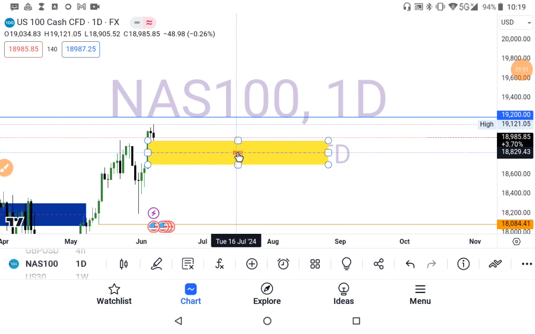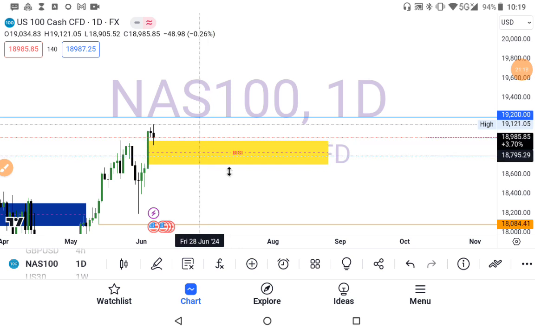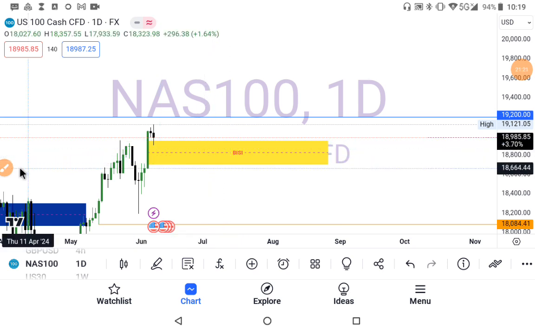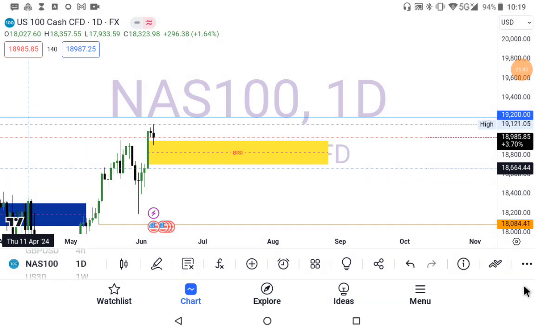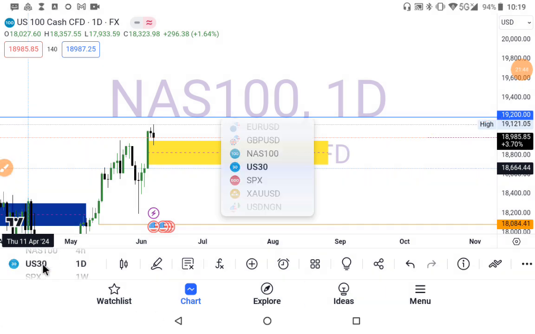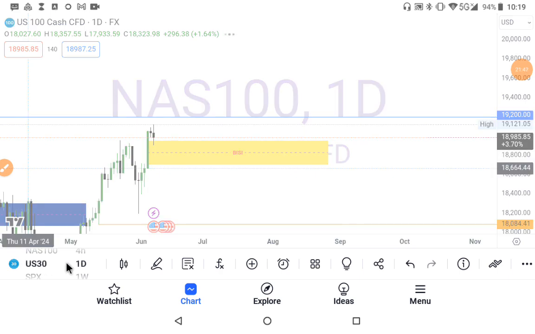The last stage of defense for me to switch into being bearish on Nasdaq is to see this BC, this fair value gap being taken. If I see this fair value gap being violated, only then will I switch to being bearish again on Nasdaq. But as of now, as of this present formation, I'll be interested in 19,200 on Nasdaq. Then let's go to US 30, which is our Dow.